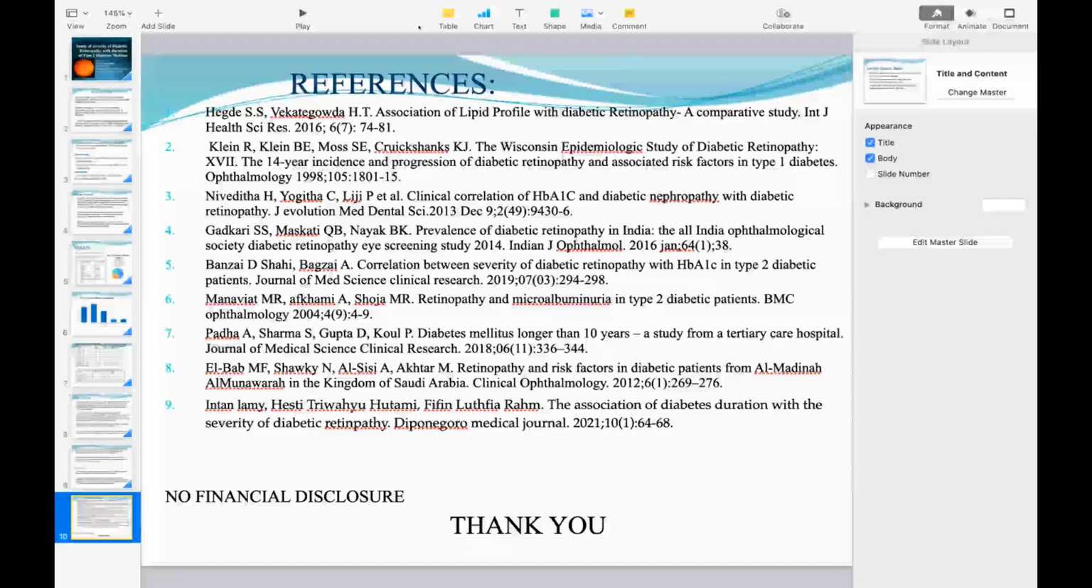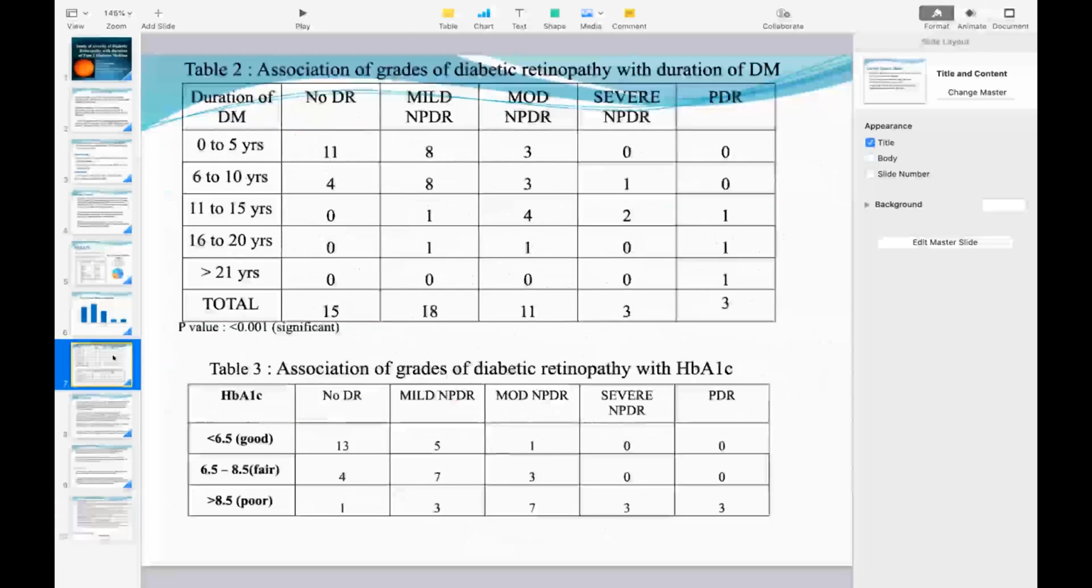Yes, sir. In 16 to 20 years and also more than 21 years, the number of patients is less and the severity is less. Is it because the number of patients is less, or because they had very good control? It could be one of the reasons because our sample size is small, so that could be one of the limitations also. But otherwise, those people are having more severe grades of diabetic retinopathy, maybe because of more exposure to high levels of HbA1c for a longer period of time, sir. Okay, thank you.